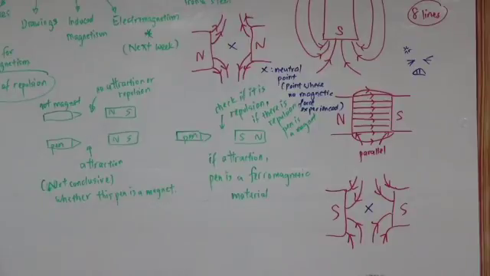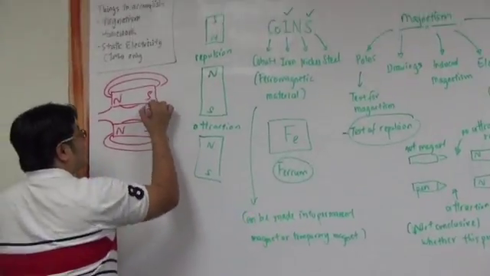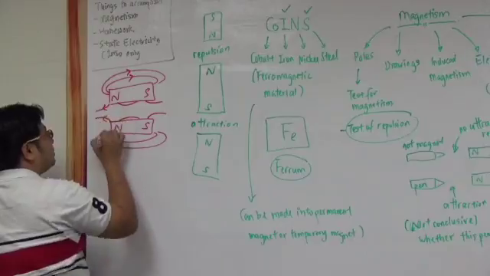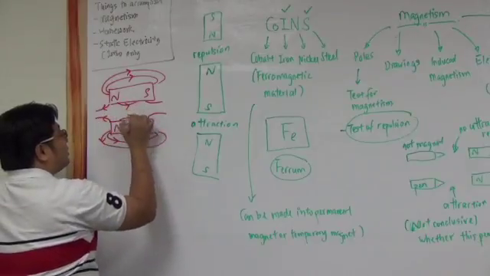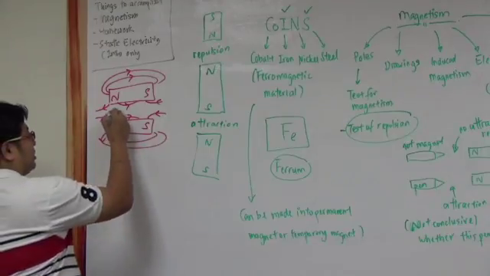What happens if there is north, south, line, north, south? So this part, no effects. For this part, you are supposed to show that there is a repulsion. So arrows, arrows. Make sure the arrow is correct. And there are two neutral points, which is here and here.